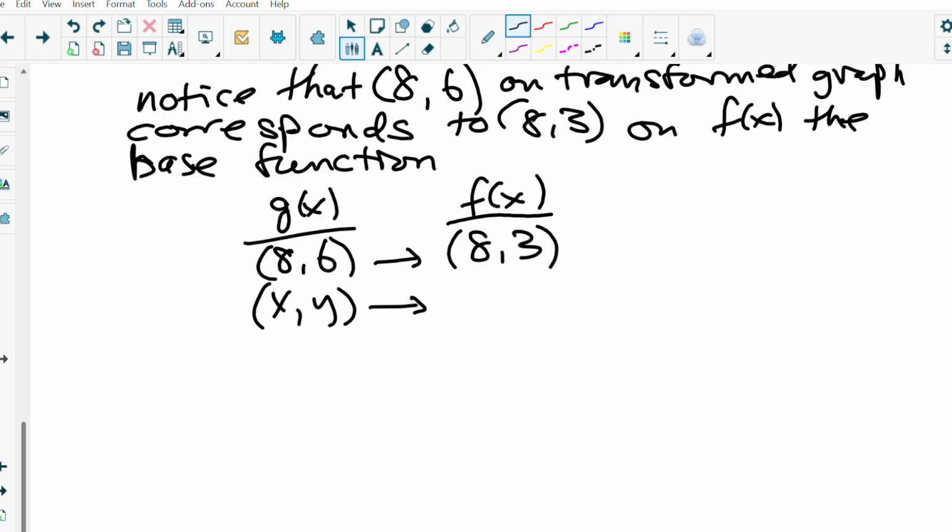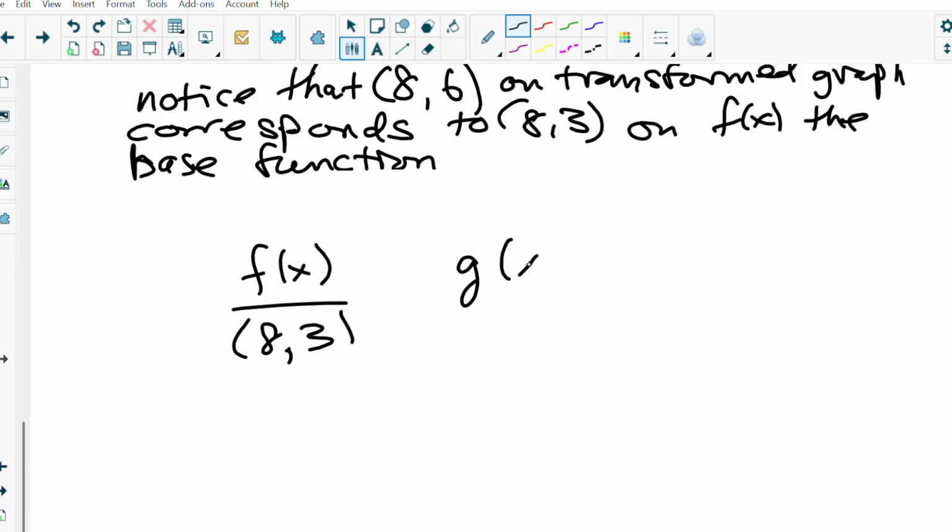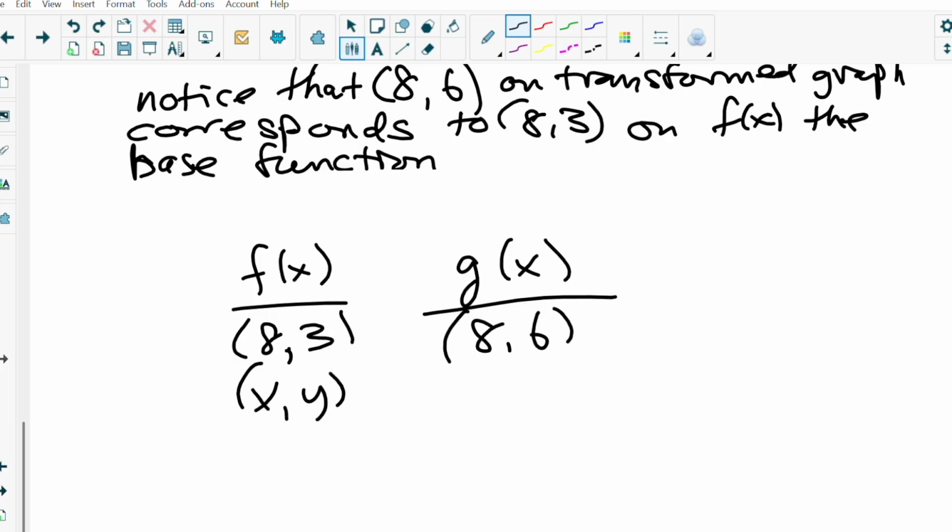Oh, sorry. Okay, determine the vertical stretch. Translate. Okay, so let me do this. I'm going to swap positions here. Sorry about that, folks. f of x, if I started at the base point, right? And then I'm going to g of x, right? That's xy. Okay, that is x to y.